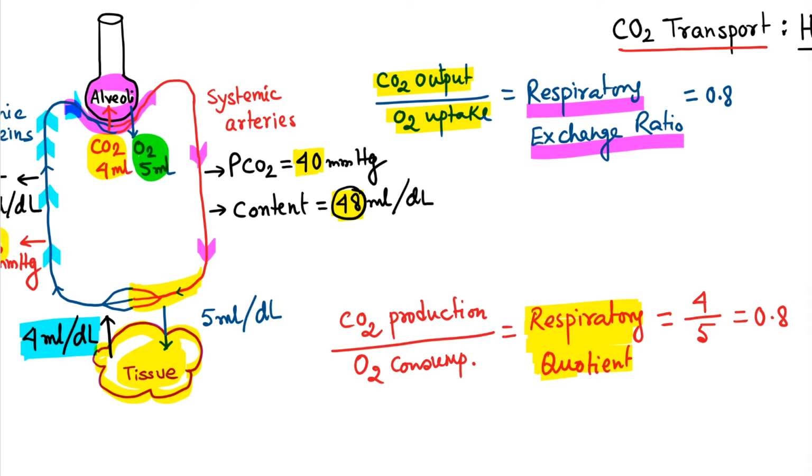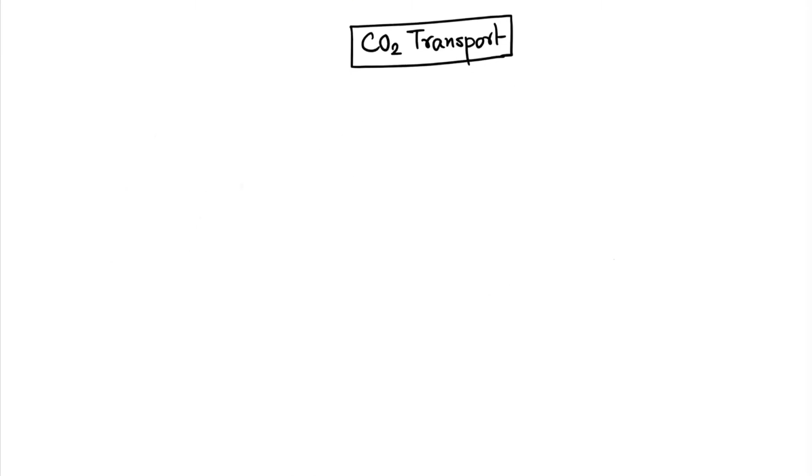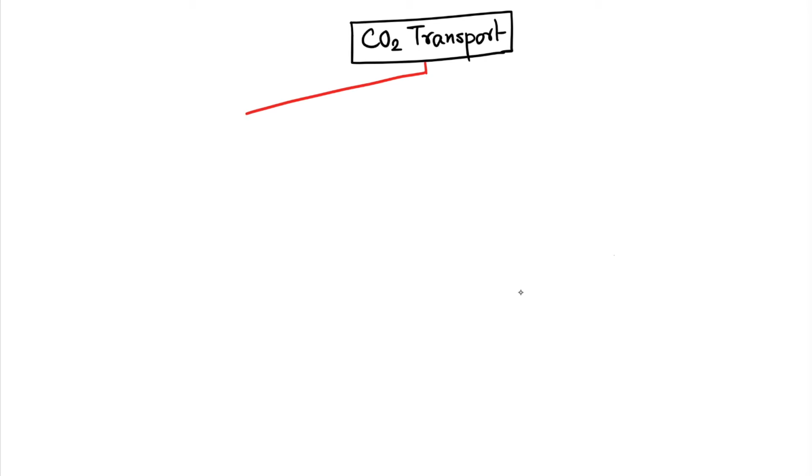Okay, now we are moving on to the next part: how is carbon dioxide transported in venous blood, in which format, in which forms. Okay, so carbon dioxide transport occurs through plasma, as well as RBC also transports carbon dioxide.